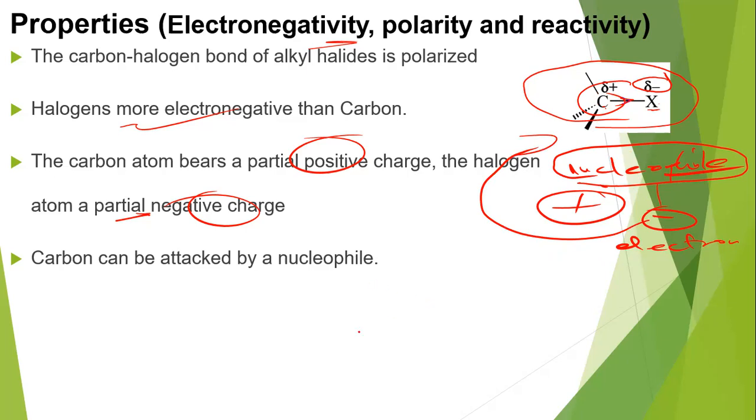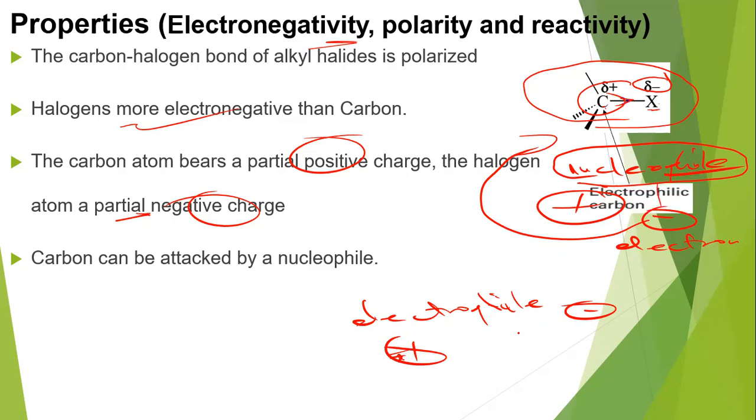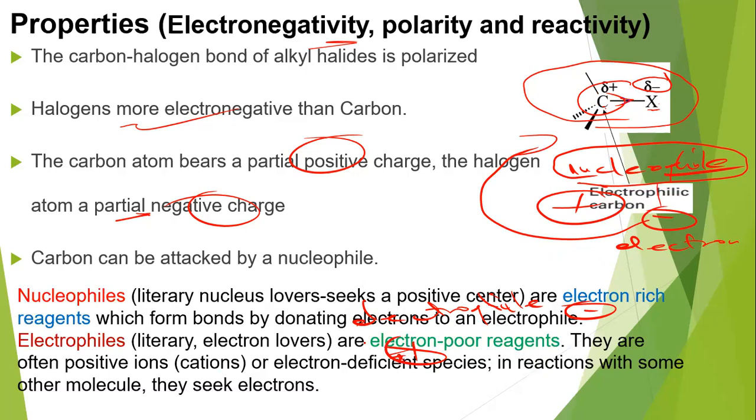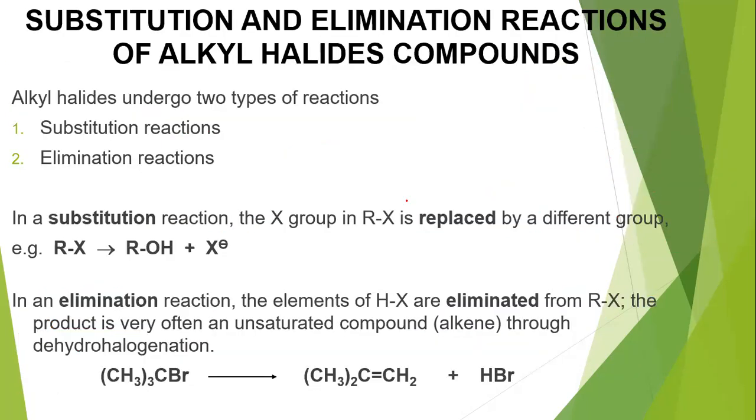There's another term called electrophile. Electrophile means you love electrons. Because electrons are negatively charged, you should be positively charged. So electrophiles are positively charged. They lack electrons, therefore they love electrons. The definitions are in this slide. So we can go through the definition. Now we have been introduced to the reactions.